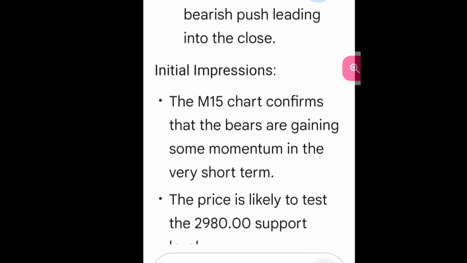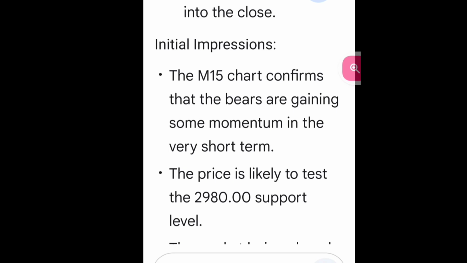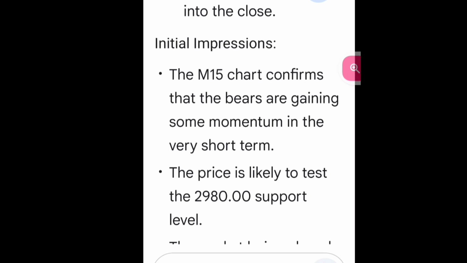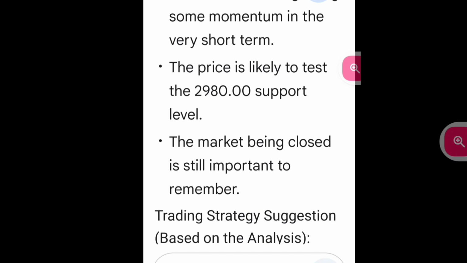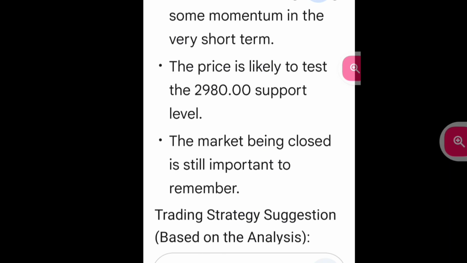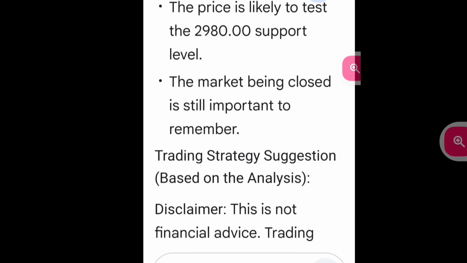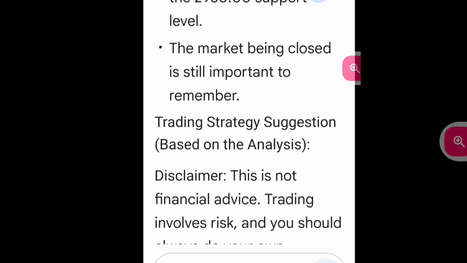Initial impressions. The M15 chart confirms that the bears are gaining some momentum in the very short term. The price is likely to test the 2,980.00 support level. The market being closed is still important to remember.